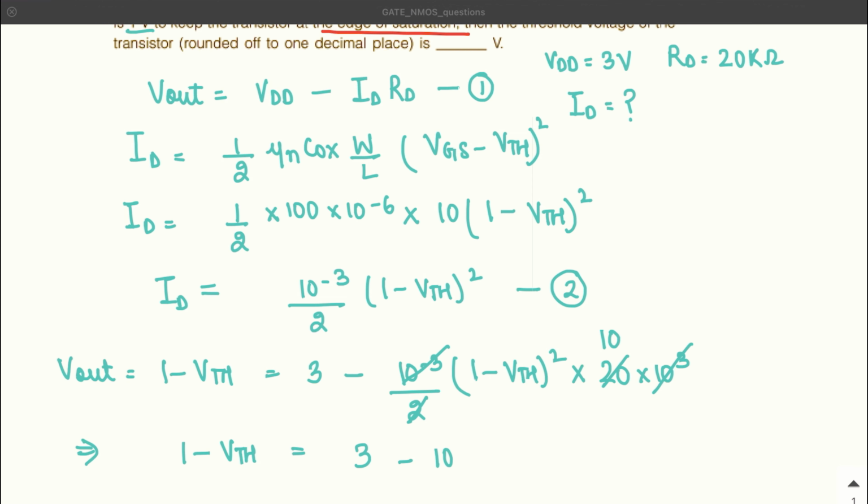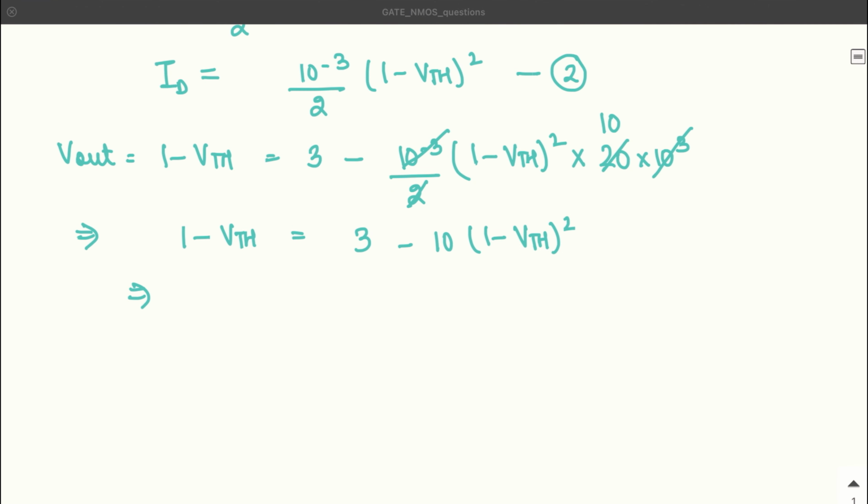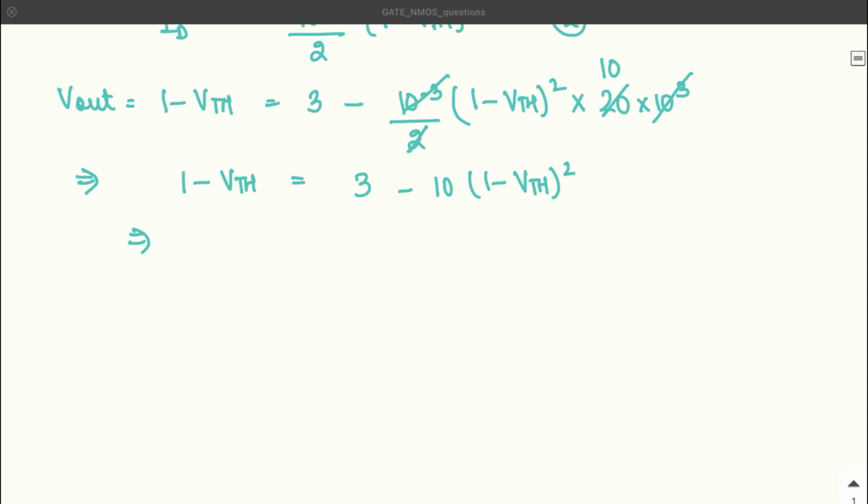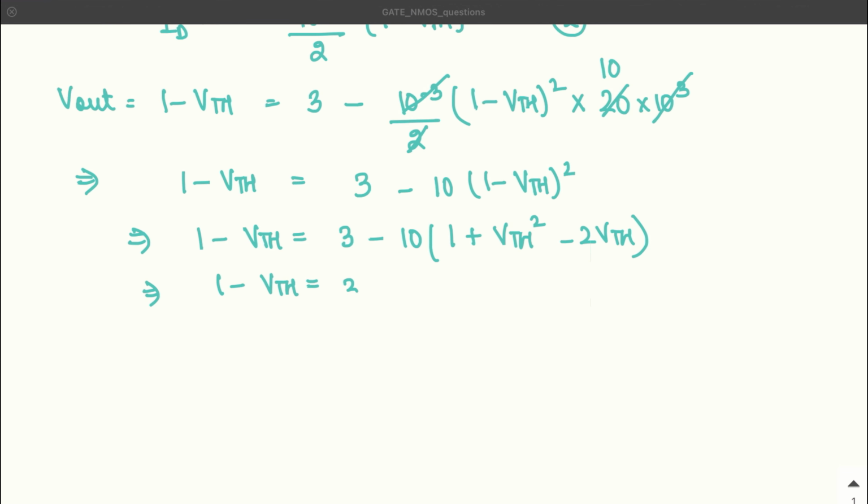So we have 10 into 1 minus VTH whole square. And now it's just solving a mathematical equation to get the value of VTH. If we solve it, we get 1 minus VTH is 3 minus 10 times the expansion of 1 plus VTH square minus twice VTH. This becomes 1 minus VTH is 3 minus 10 VTH square plus 20 VTH.